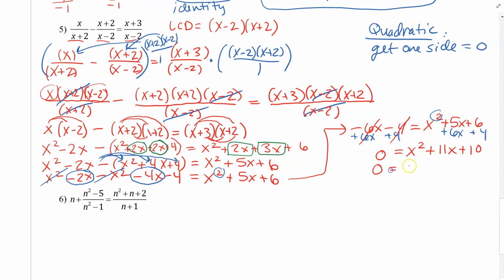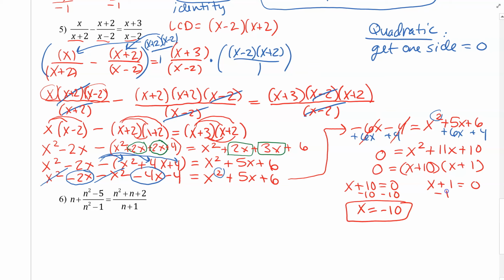And then I can factor, right? I can factor that into x plus 10 and x plus 1, because 1 times 10 is 10, 1 plus 10 is 11, and the a value is 1, so we can just go straight to the factors. And then they're equal to 0, so I can just take each factor, set it equal to 0, and solve for x. So one of my solutions is negative 10, and the other one is negative 1.